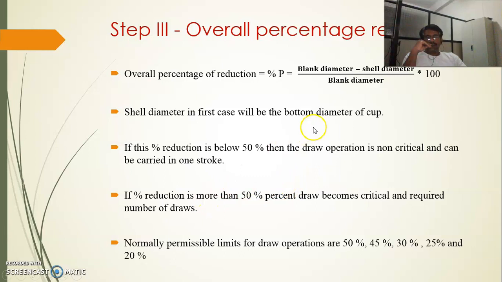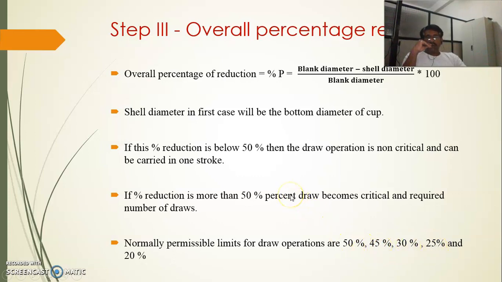But if this overall percentage reduction in the first step is more than 50%, then we have to consider the normal permissible limits for the draw operations, and those permissible limits are 50%, then 45%, then 30%, then 25% and 20%. So every draw operation should be near these permissible limits only.